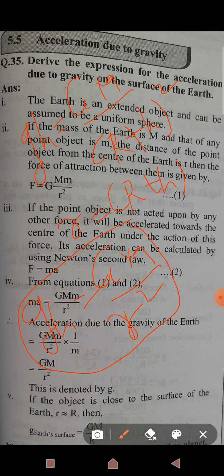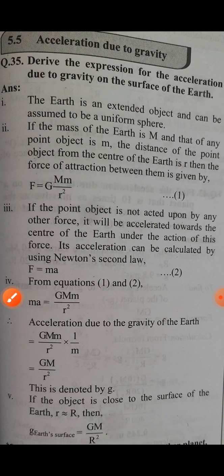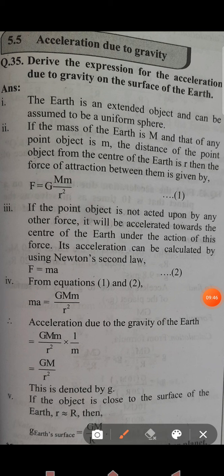So friends, here we have studied the important relation for the expression of the acceleration due to gravity. In short, I am going to explain this equation once again. Initially, we considered the gravitational force. According to Newton's law of gravitation, the force of attraction between any two particles is F is equal to GMm upon r square. Here capital M is the mass of the earth, small m is the mass of the particle, and small r is the distance between these two particles.